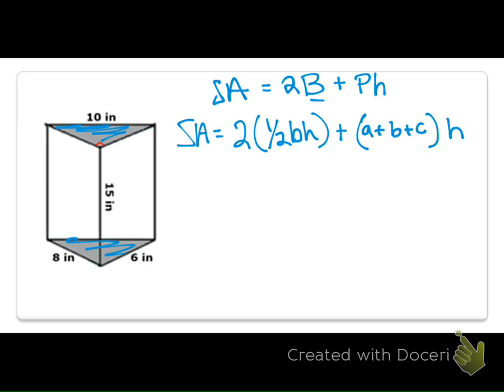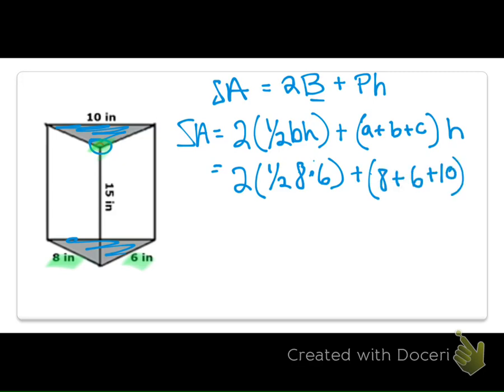The beauty of this formula is that it's going to work for different shapes too. The only thing that's going to change is how you find the area of the base or how you find the perimeter. So let's go ahead and get to work here. Well, I have 2 times 1/2. Now to find the base and height, I notice that this is a right triangle with that right angle, so that means that 8 and 6 are my base and height. So I need 1/2 of 8 times 6 plus 8 plus 6 plus 10 times the height.